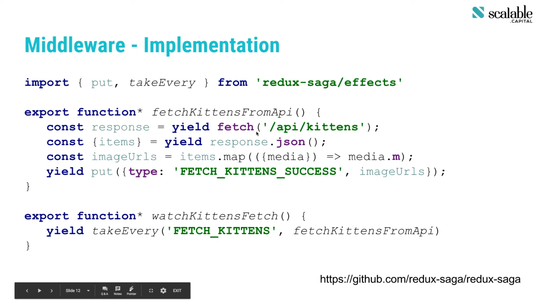So we're going to request the data from API fetch kittens. We have to wait till it's resolved because it's async. We're going to get the JSON from that response. Again, async. That's why we have the yield here. We map the image URL and then dispatch the fetch kitten success. So now we have every functionality in place that we need for a small application.